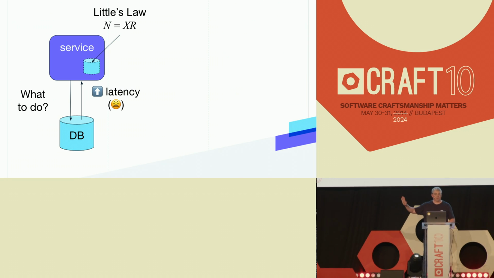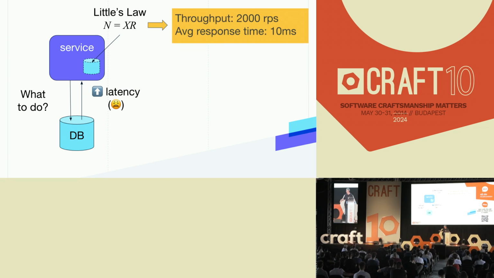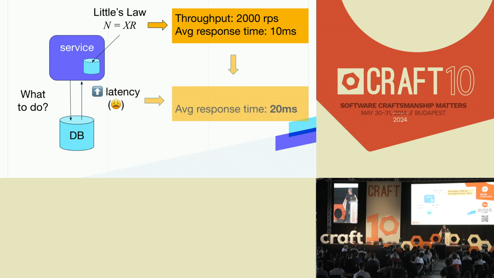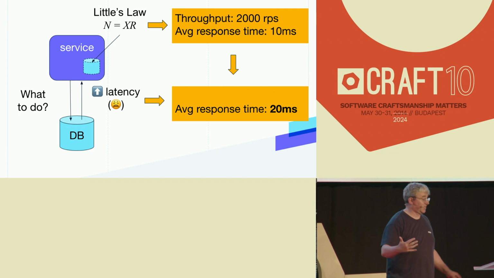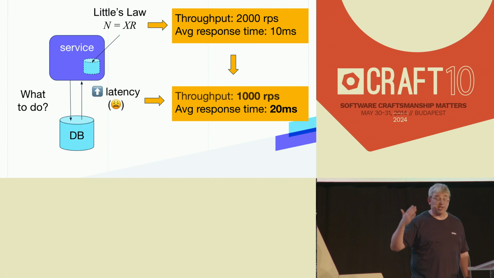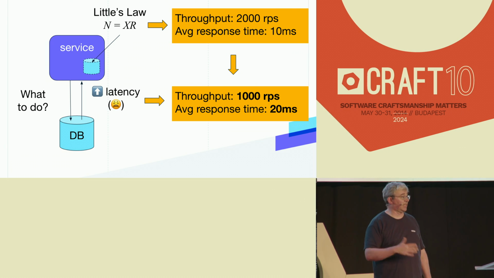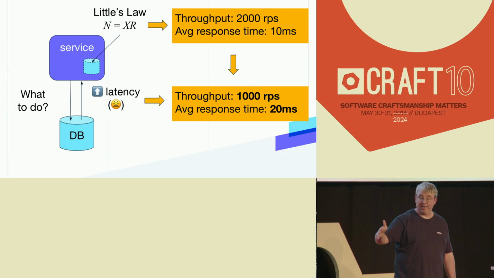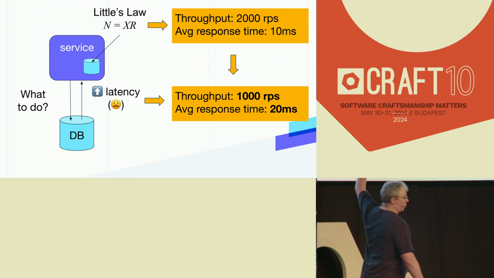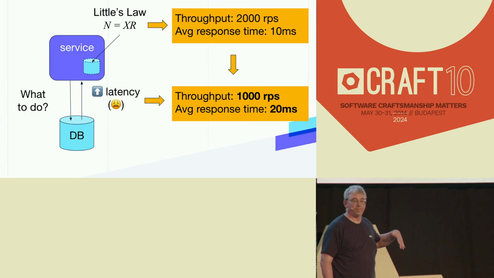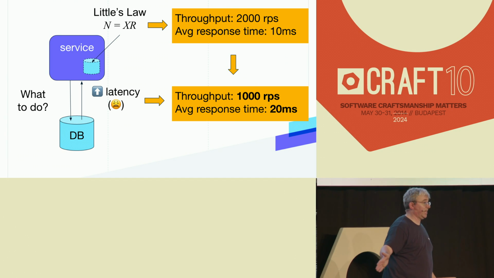All right, so what can we do here? Let's say we're cruising along. We're getting 2,000 requests per second from the database, and the average response time has been 10 milliseconds. But now we're seeing elevated latency. Now the average response time is 20 milliseconds. Little's Law says I should expect that I can only get 1,000 requests per second of throughput. I'm going to assume the capacity hasn't changed, so if I double R in the equation, then I have to divide X by 2 in order to balance it out. And that's what this is saying.